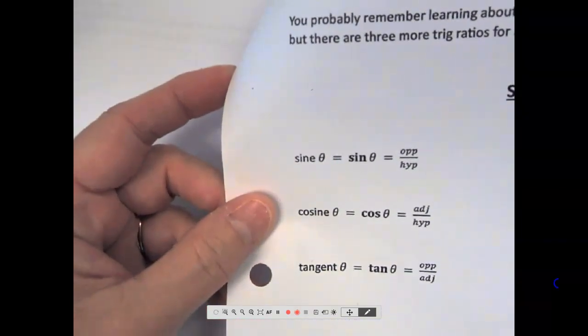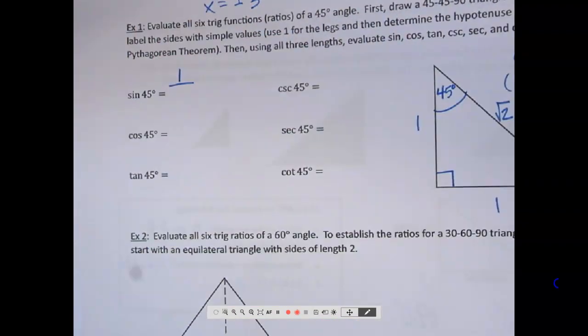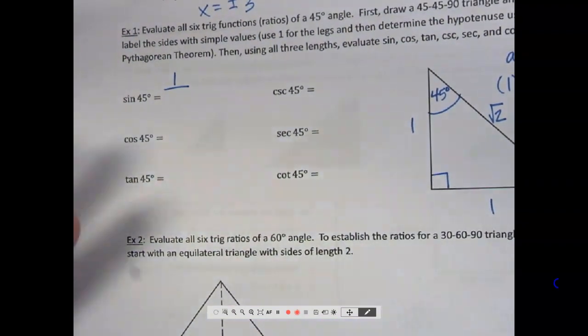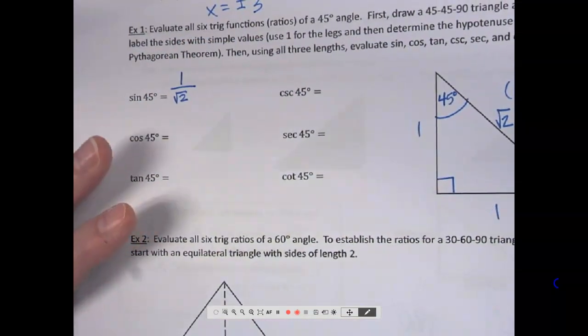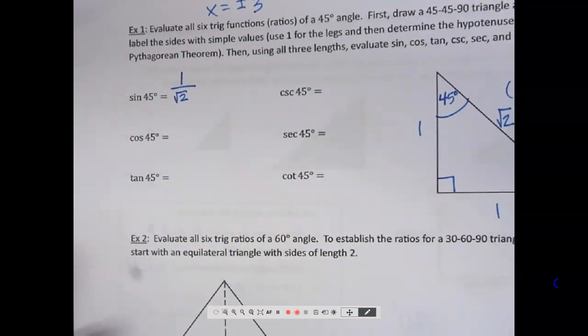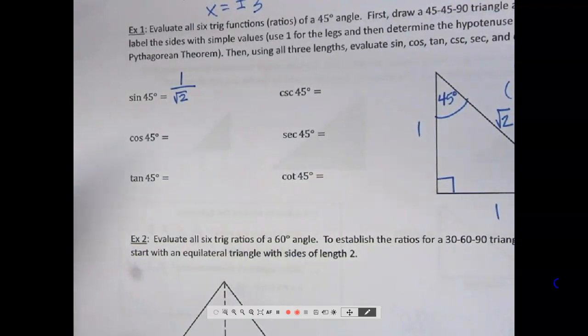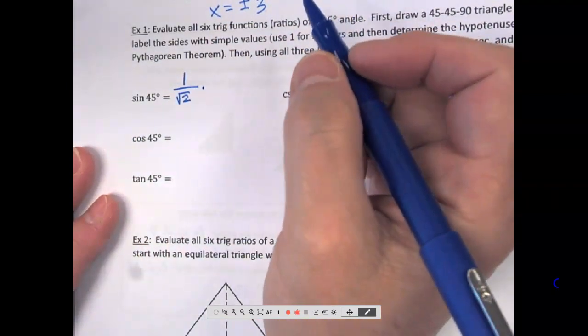ratios. If sine is opposite over hypotenuse, what is the length opposite 45? 1. What is the hypotenuse? Square root of 2. Okay, now, when you get to AP Calc, and later in this course too, I will probably say, I don't care if you leave that radical in the denominator. But in algebra, we usually simplify that. We consider a radical in the denominator not simplified. So we do this little thing called rationalize the denominator. Remember that?